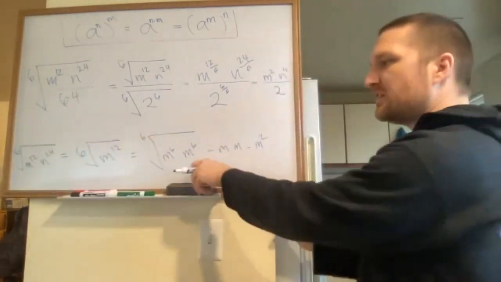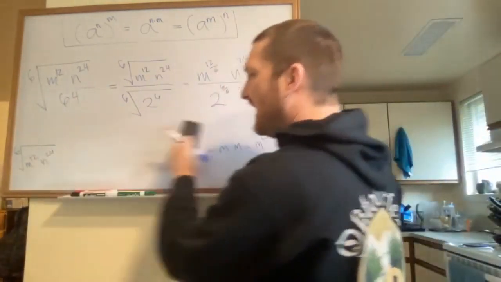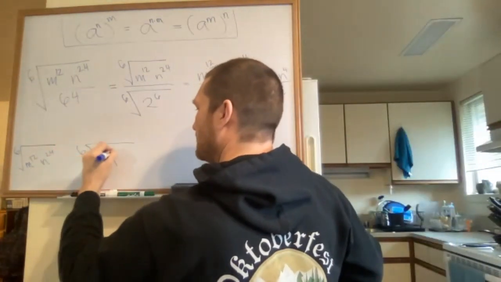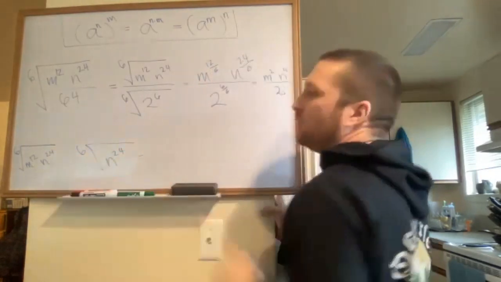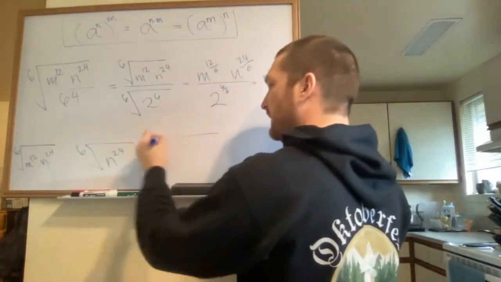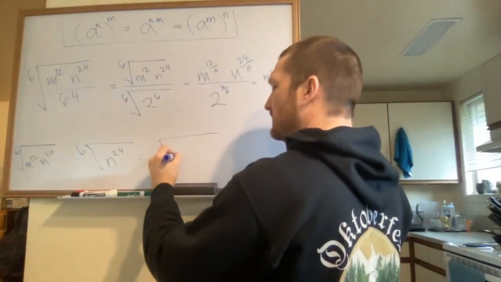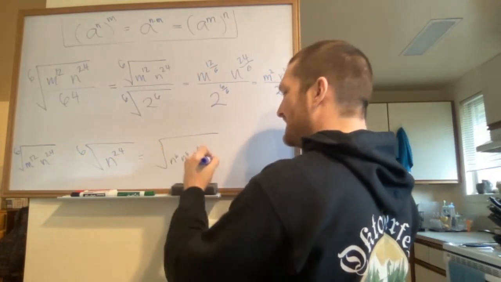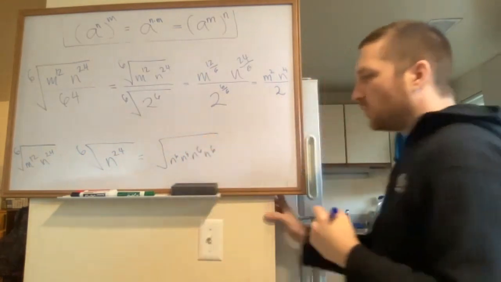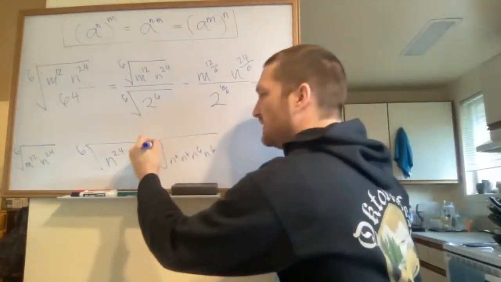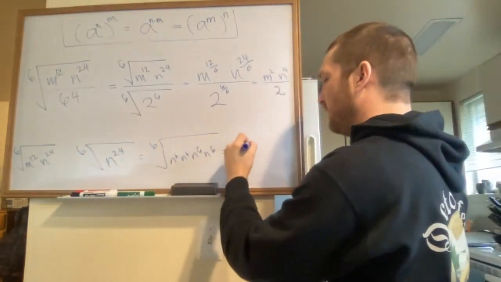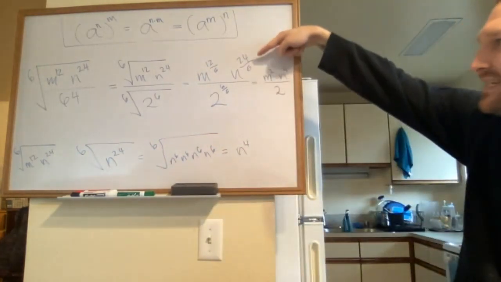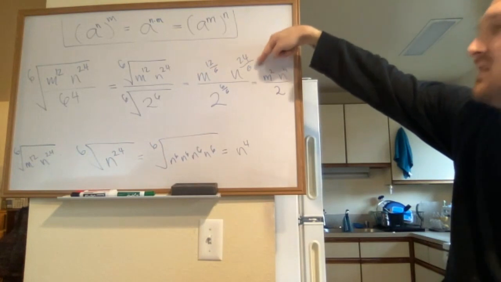Ditto with the 24, right? If you had the 6th root of n to the 24th, you'd say, well, how do I group that into groups of 6? And you'd say, well, n to the 6 is 6 of them, then you have 12 of them, then you have 18 of them, then you have 24 of them, a total of 24 of these. So you get to pull out 4 of them, and you'd be left with n to the 4. That's exactly what you just did by doing this division right there.